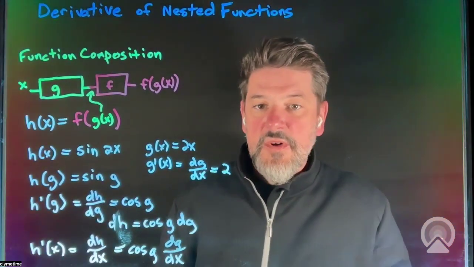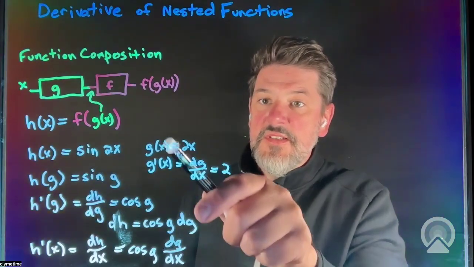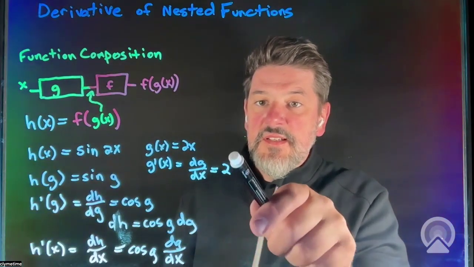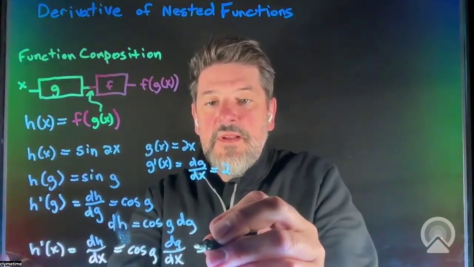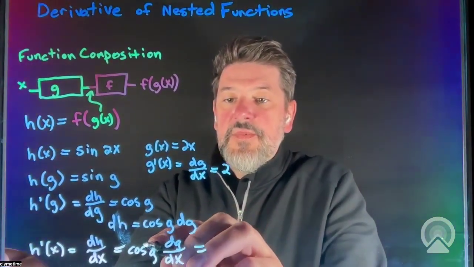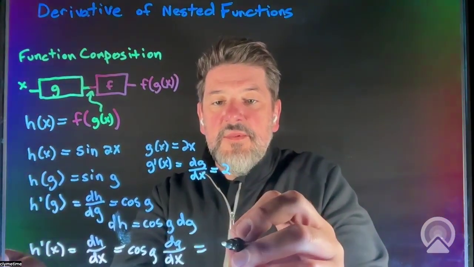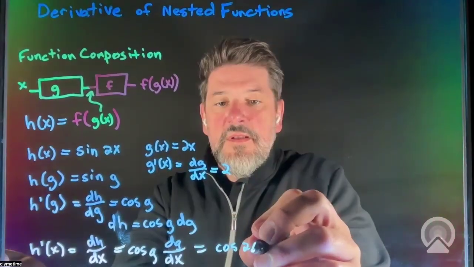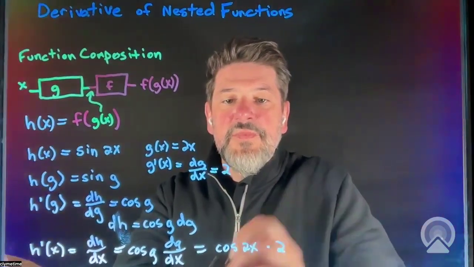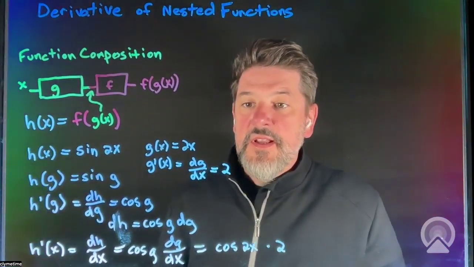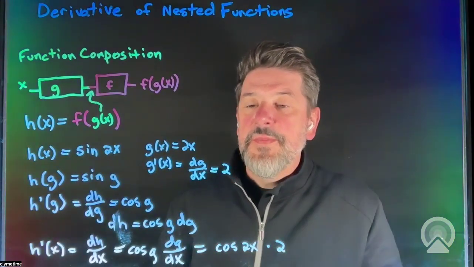All right, now I have something to work with. What I'm looking for is dh over dx, and what I have on the right side are things I know. I know what g is, 2x. I know what dg over dx is, it's 2. So h prime of x, my overall derivative, is going to be cosine of g, and g is 2x, so cosine of 2x, and then multiplied by dg over dx, which is 2. So times 2. And that is, in fact, the derivative right there. The derivative of sine of 2x is cosine of 2x times 2.